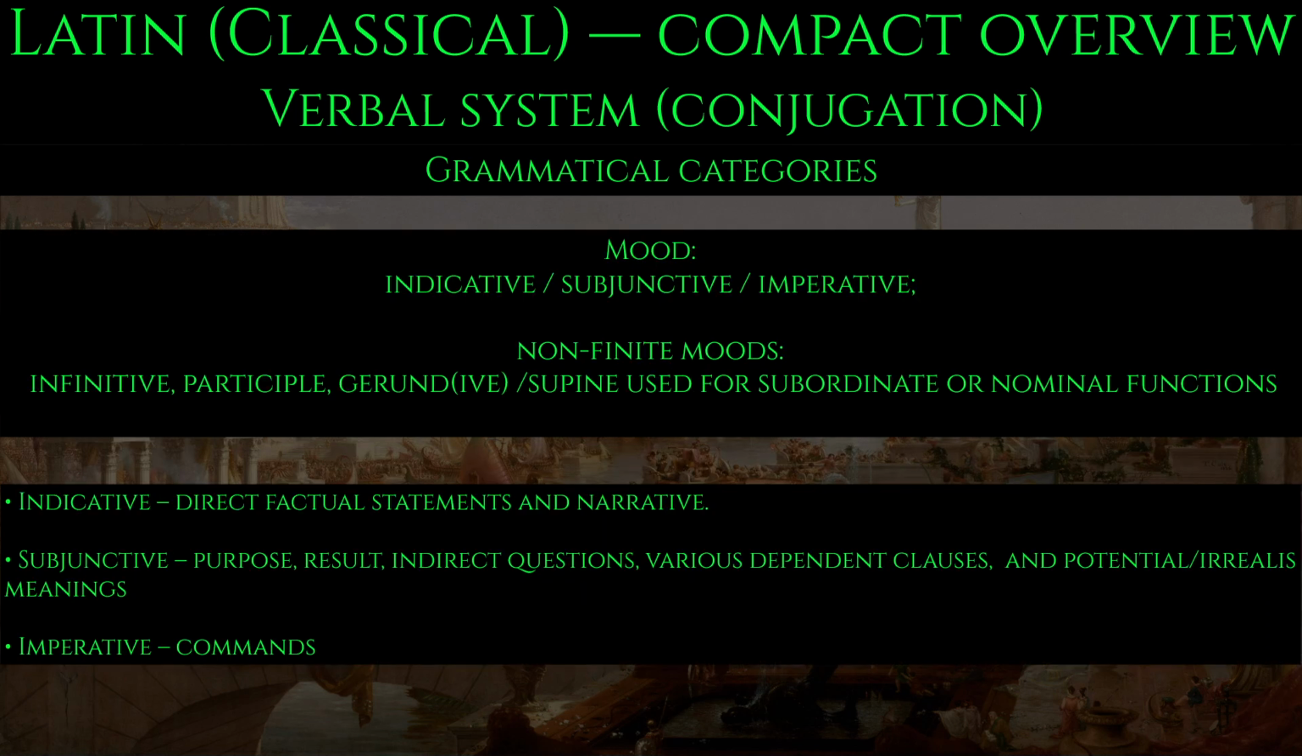As for the moods, we have indicative, subjunctive, imperative, and non-finite moods: infinitive, participle, gerund, and gerundive, as well as supine, used for subordinate or nominal functions. Now, indicative: simply direct factual statements and narrative. Subjunctive has a wide range of use cases, such as purpose, result, indirect questions, various dependent clauses, and potential or ideal meanings, for example, contrary to fact. And the imperative, easy enough: commands.